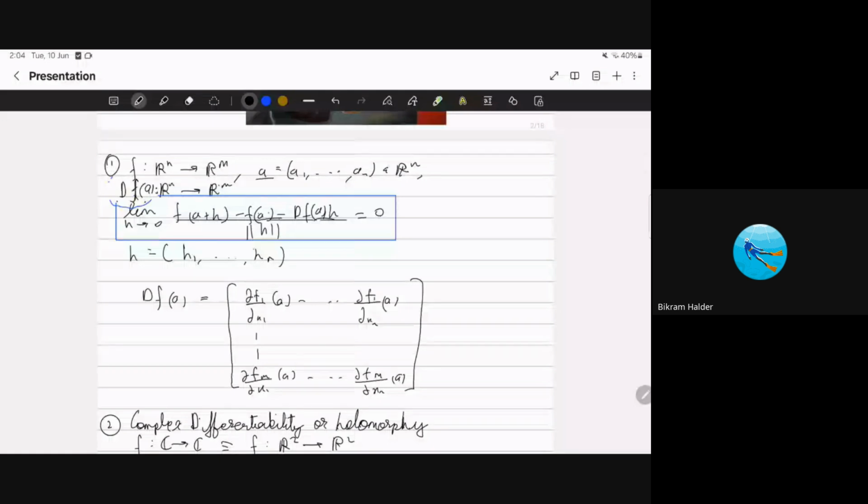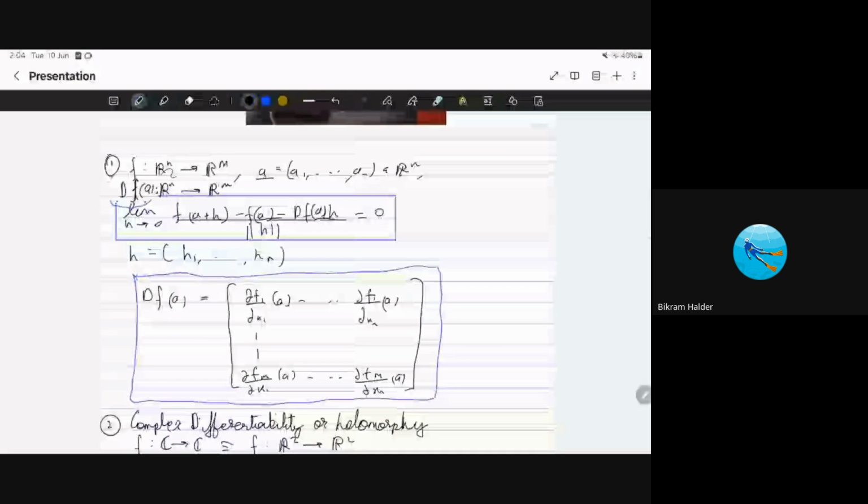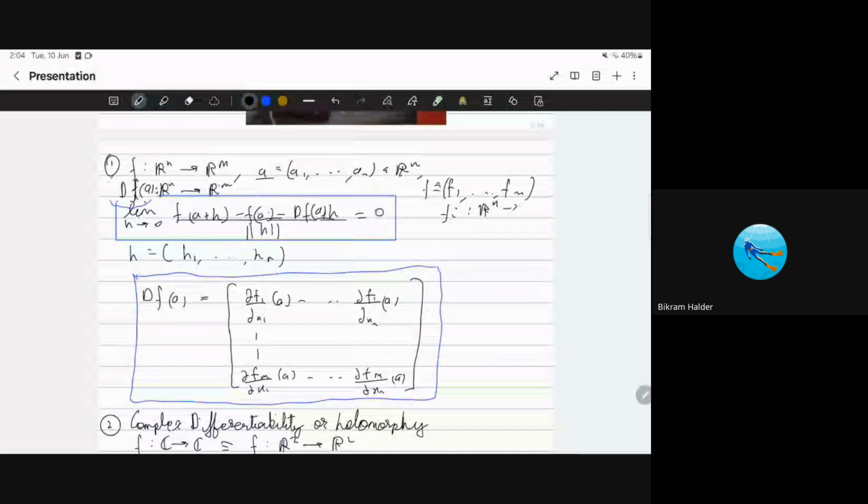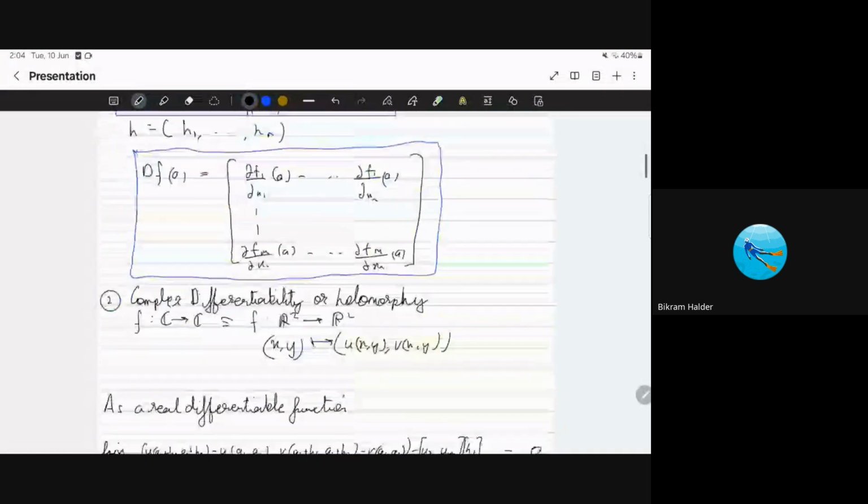And recall the Jacobian: since this is a function from Rn to Rm, f is actually made up of functions f1 to fm, where each fj is from Rn to R, and the Jacobian has entries del f1 by del x1 up to del f1 by del xn and so on. So now let's see how this looks in the complex setting.